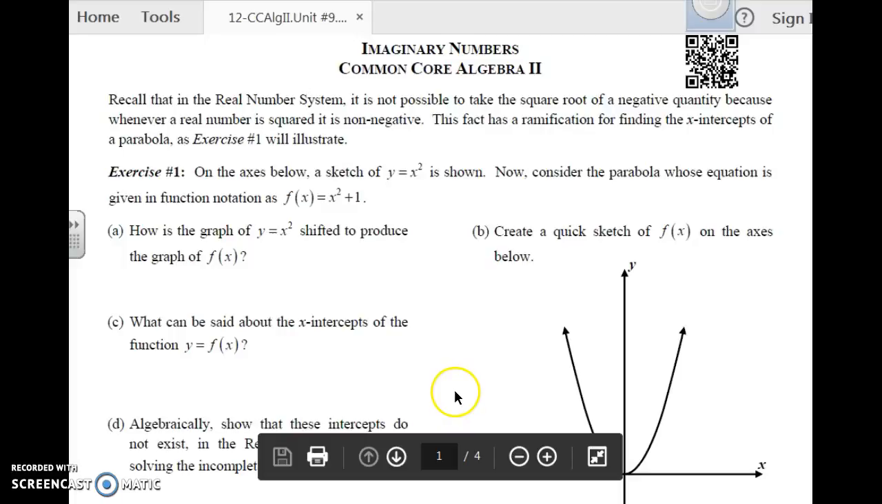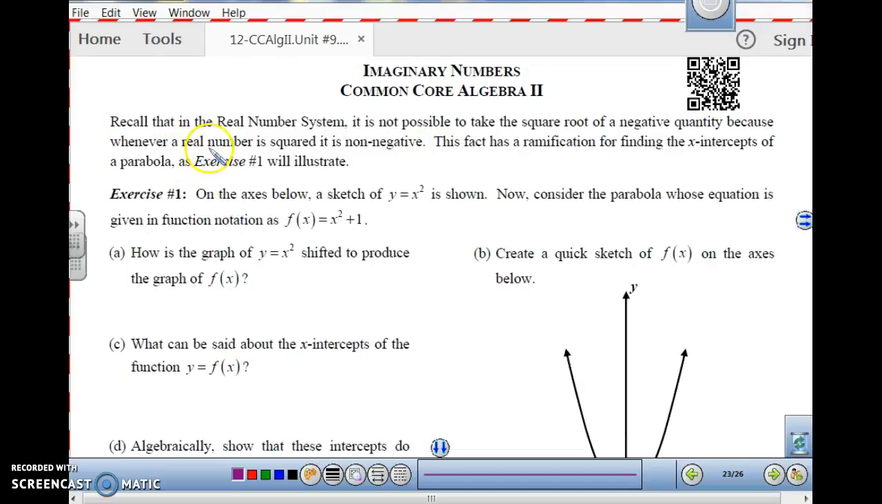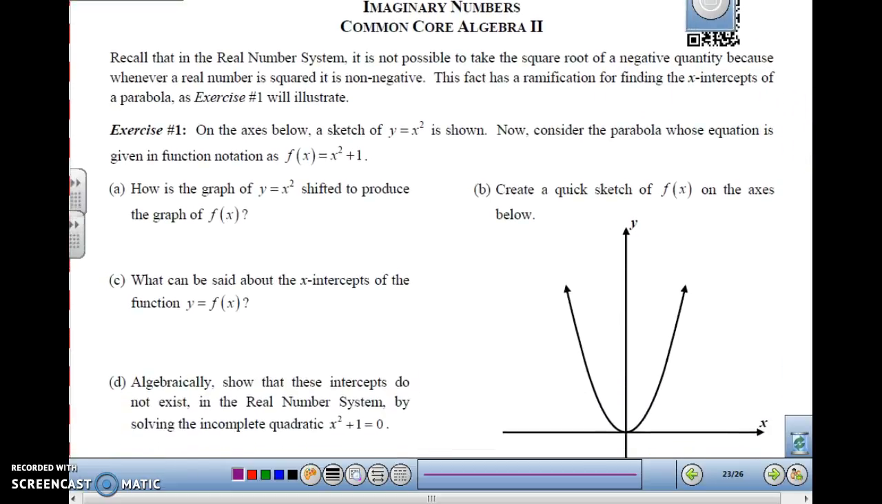This is Algebra 2, Unit 9, Lesson 1 on imaginary numbers. Now, when we were talking about real numbers in the real number system, it is not possible to take the square root of a negative quantity, because whenever a real number is squared, it is non-negative. So this fact has a ramification for finding x-intercepts of a parabola, as exercise 1 will illustrate.